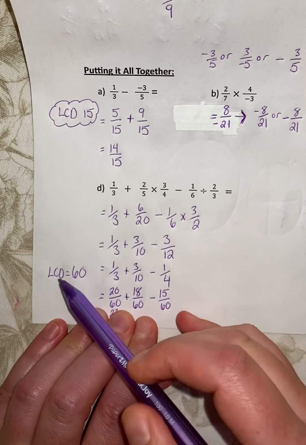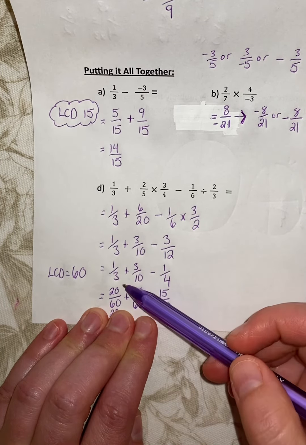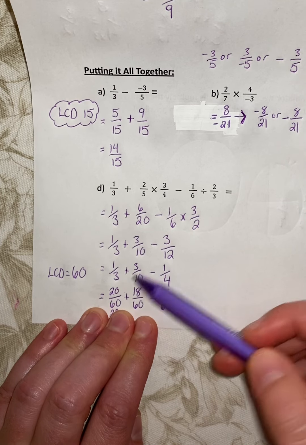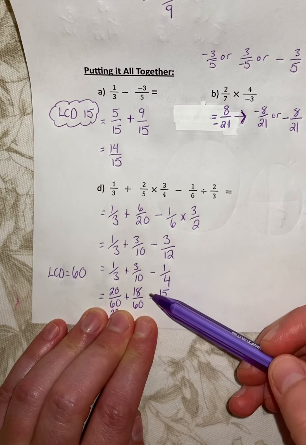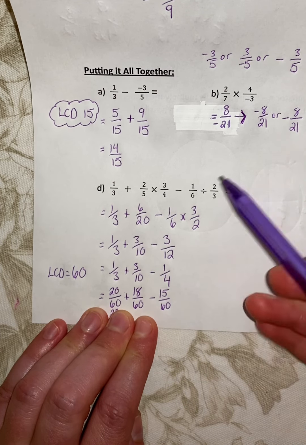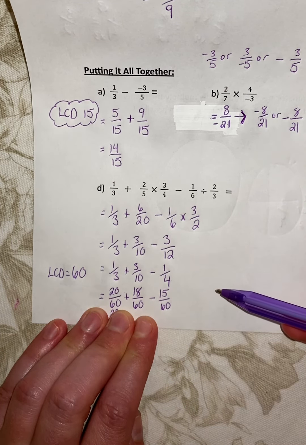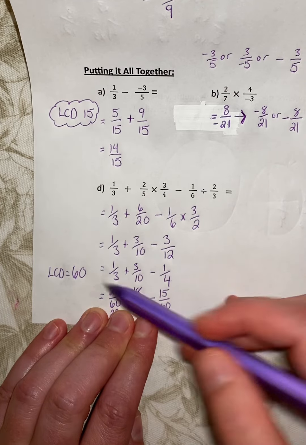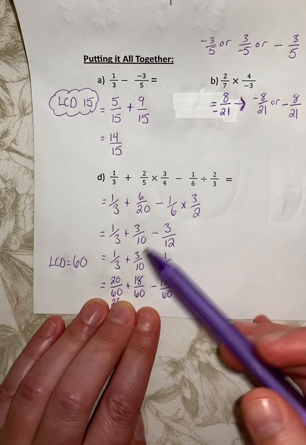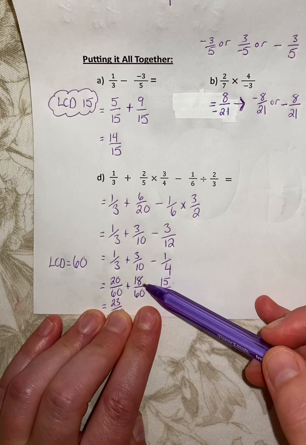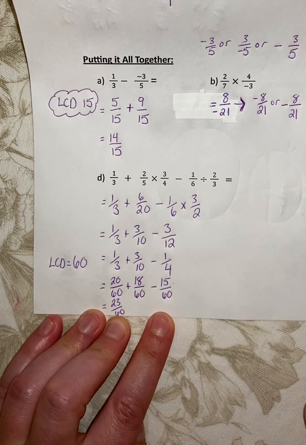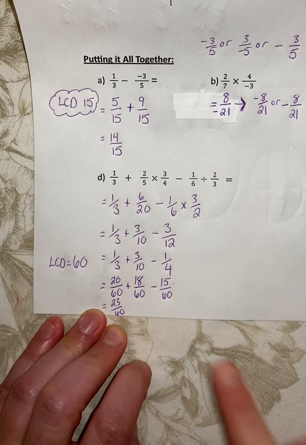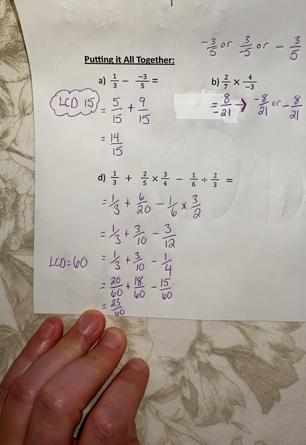So to get from 3 to 60, I have to multiply by 20. So the top, I multiply by 20. To get from 10 to 60, I have to multiply by 6. So 3 times 6 is 18. And to get from 4 to 60, I have to go by 15. So 1 times 15 is 15. And then I just have 20 plus 18 is 38, minus 15 is 23 over 60. And I know it is fully reduced because 23 is a prime number.